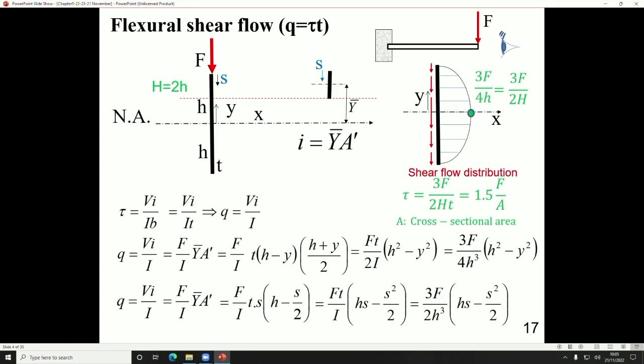And what's the definition of shear flow? It's the force applied per unit length of the section, and the unit is newton per meter or newton per millimeter.